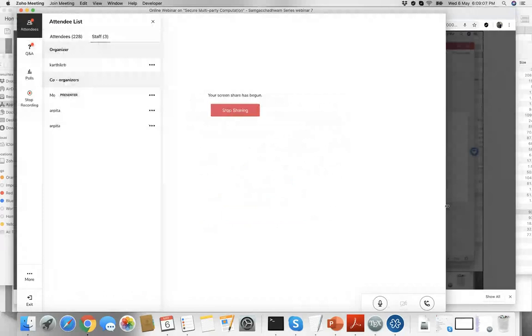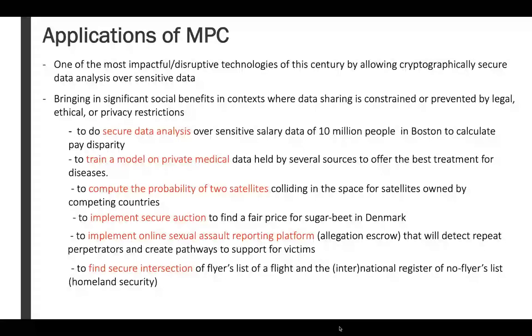So think of two competing countries, India and China. Let's say they have satellites in space, and they have a common interest that their satellites don't collide. They can easily find out if their satellites can collide with each other or not if they are ready to pass on the secret trajectory of their satellites. But typically, the exact orbital information of the satellites is secret to the countries, a national secret, so it cannot be shared with rival countries.